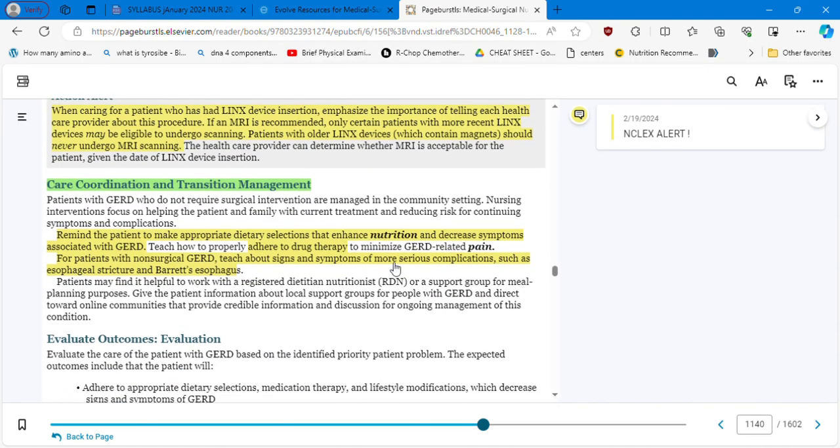Care coordination and transition management. Remind the patient to make appropriate dietary selections that enhance nutrition. Nutrition is the base of everything, especially in this topic, GER, and decrease symptoms associated with GER. Adhere to drug therapy for patients with non-surgical GER. Teach about signs and symptoms of more serious complications such as esophageal stricture and Barrett's esophagus. And we know already that Barrett's is a condition in which cells from the stomach invade the esophagus, right?